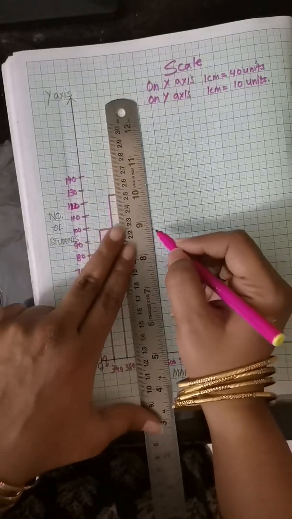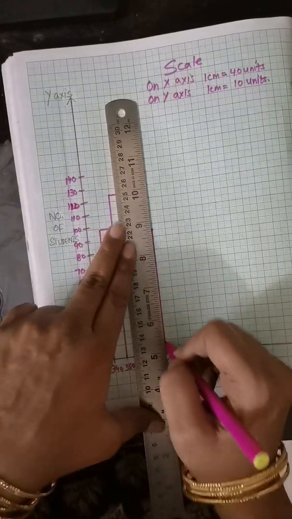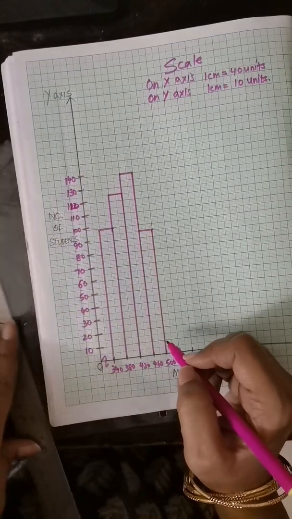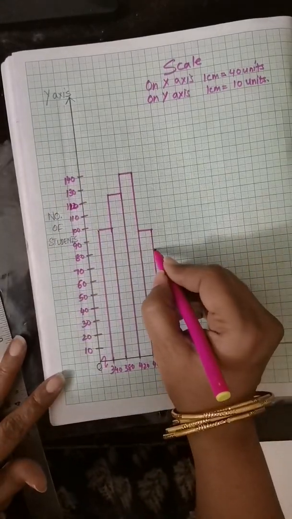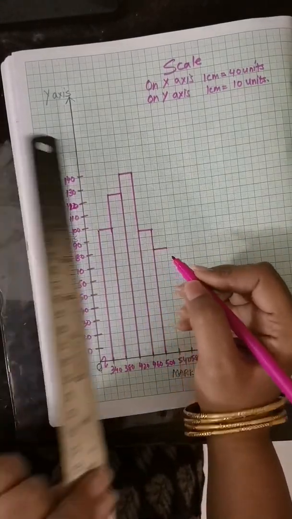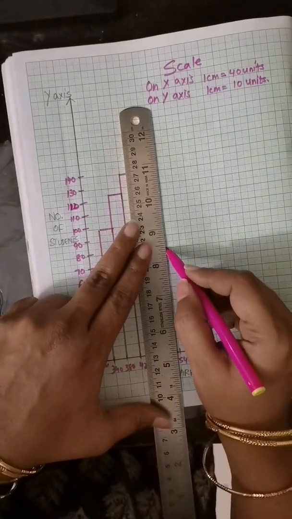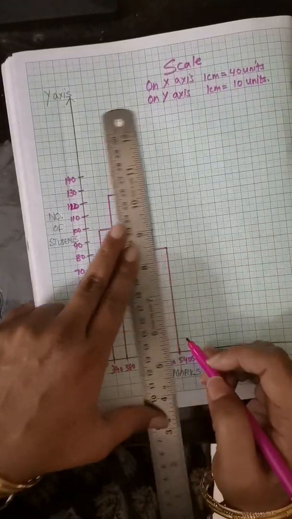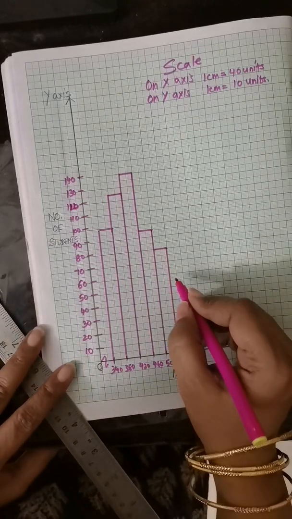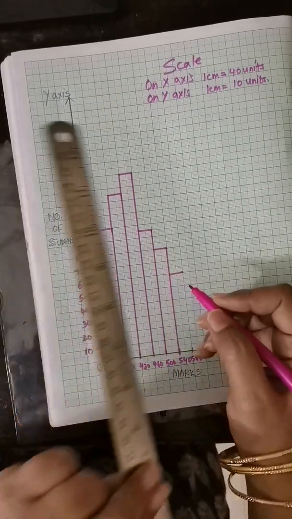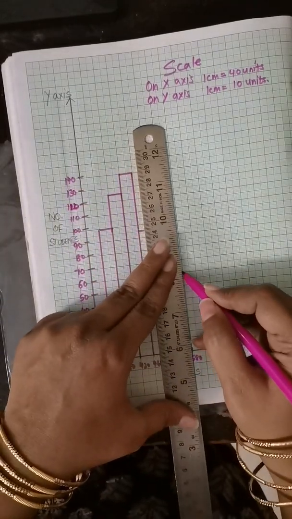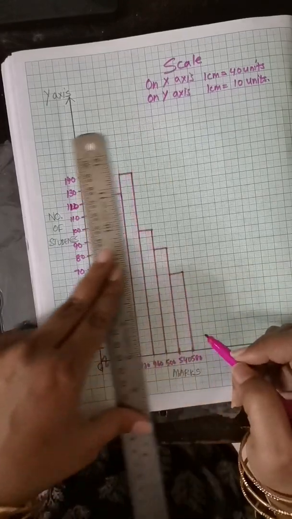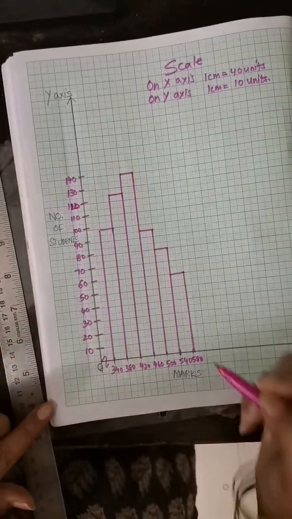Okay, next is 80. Then lastly we have 60. Okay, so here we have completed a histogram when class marks are given.